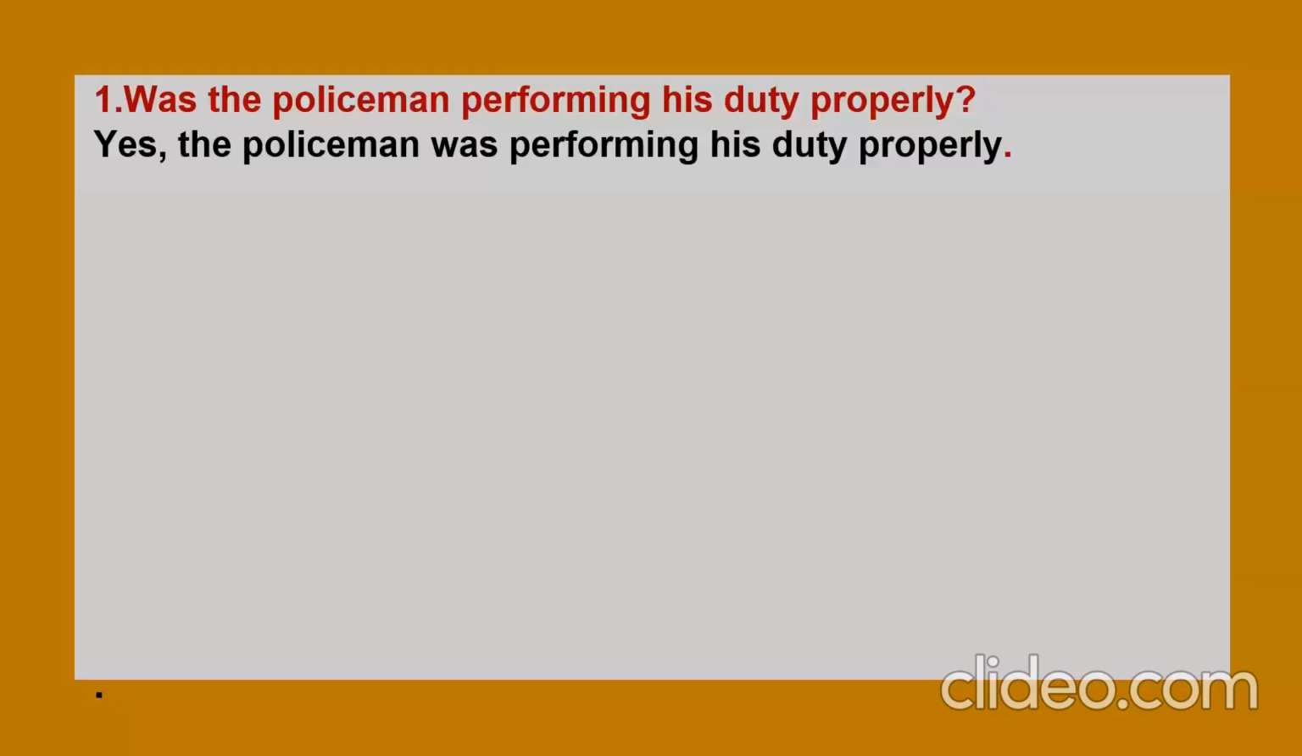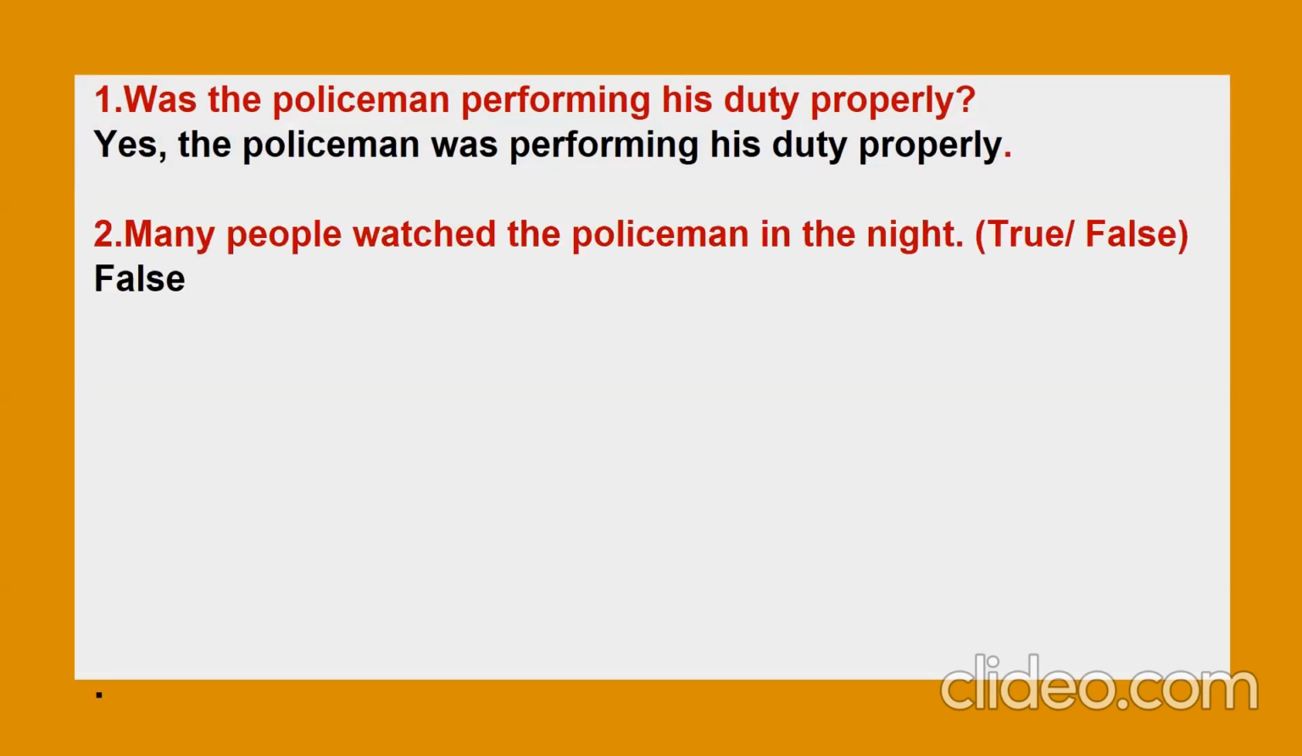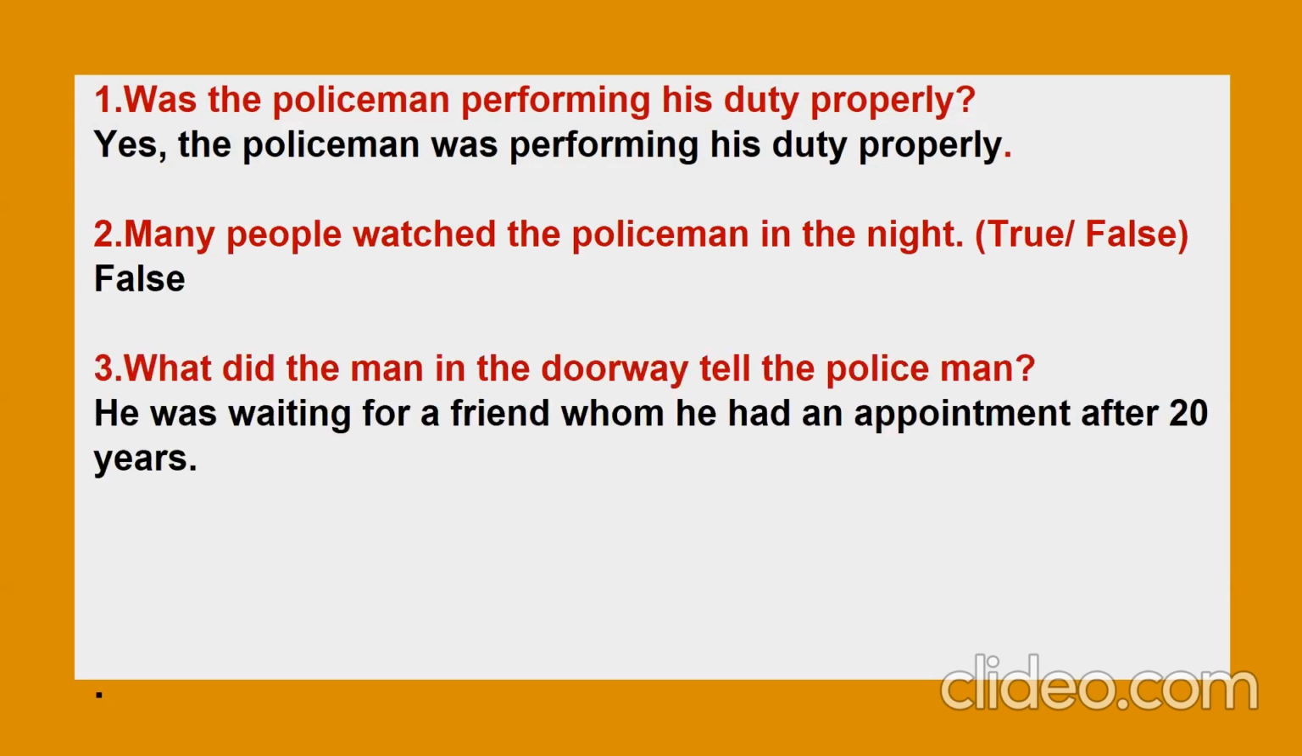Two marks questions. Was the policeman performing his duty properly? Yes, the policeman was performing his duty properly. Many people watched the policeman in the night. It's a false statement. What did the man in the doorway tell the policeman? He was waiting for a friend with whom he had an appointment after 20 years.